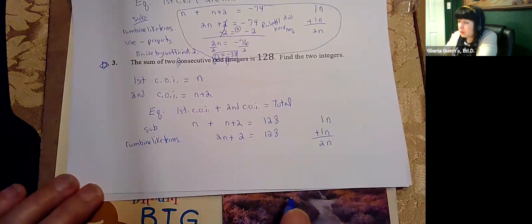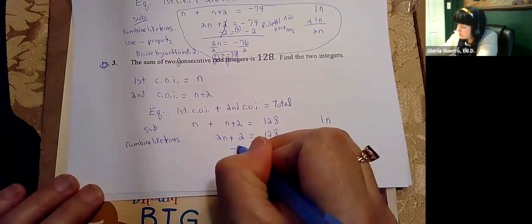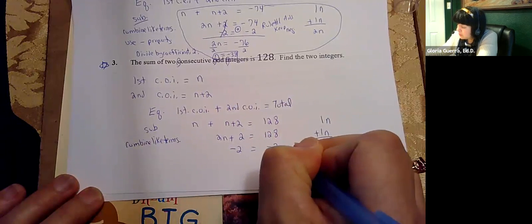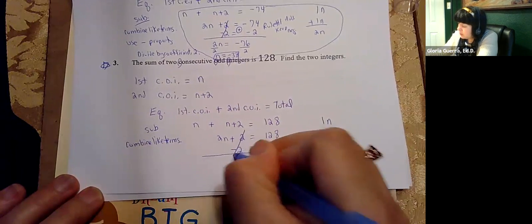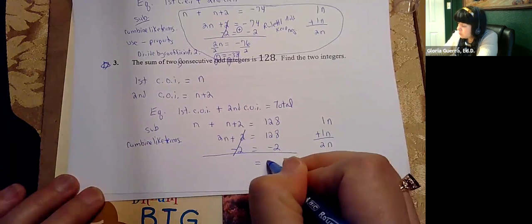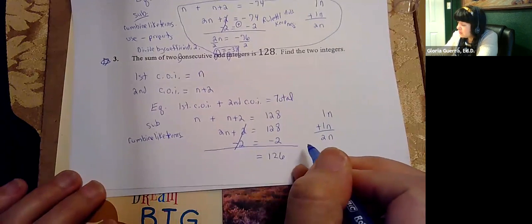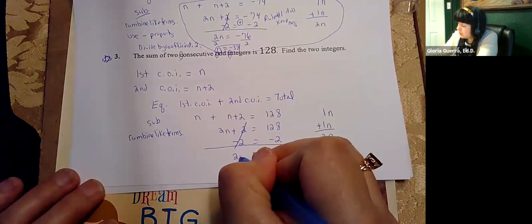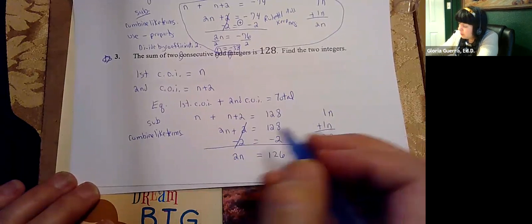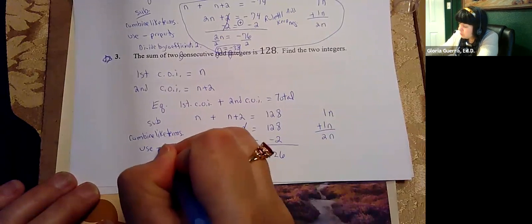And if you want to pause or stop the video, you can pause or stop it and then you solve it. And then when you're done, you turn it back on and then let's see if we get the same thing. I'm going to just keep going. I'm going to subtract 2 on both sides. This falls out. 128 minus 2 is 126 equals 2n. So here I use the subtraction property.